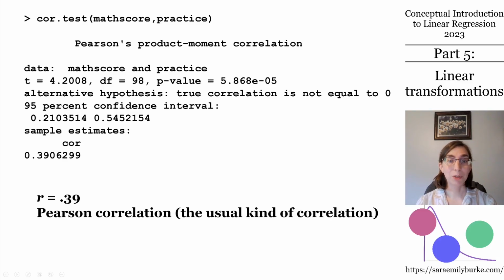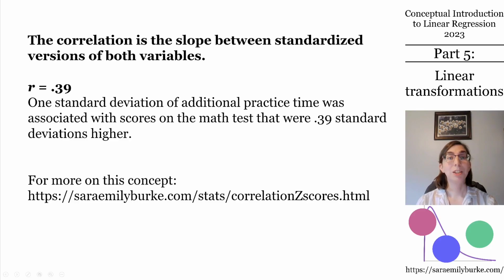On the previous slide, we saw that z-scoring or standardizing both variables gave a regression slope of 0.39, and here we see that the correlation is 0.39. The t-test details and the p-value are also identical. The correlation is just the slope between z-scored or standardized variables. I'm going to say that again. The regular old correlation coefficient is the slope between standardized versions of both variables.